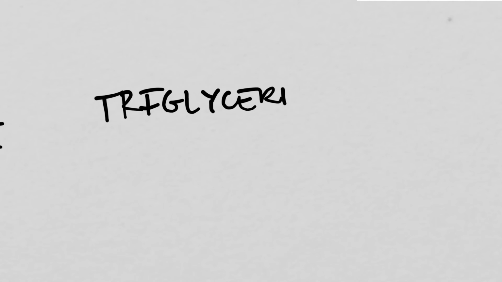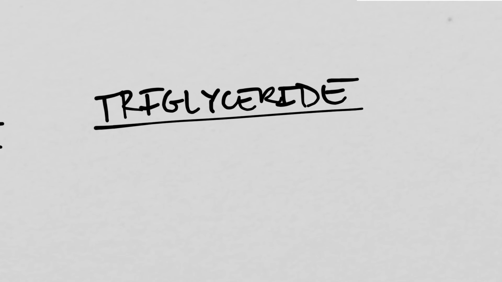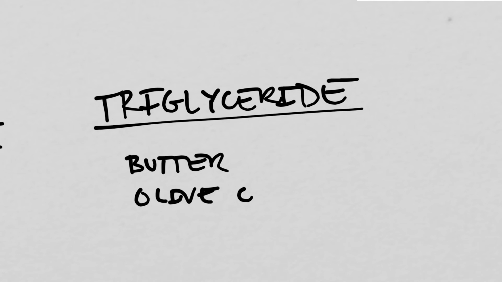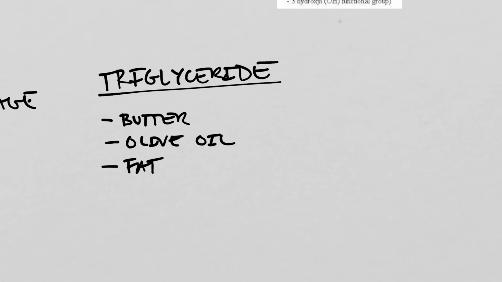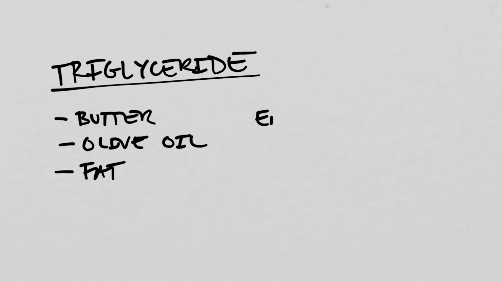The first fat molecule that we're going to be talking about is a triglyceride. Oops, it's not TRY, it's TRI. Triglyceride. You know these, and probably love them, because triglycerides compose things like butter, olive oil, and the fat that's in your steak. So, very tasty. The main function of triglycerides, as you might have guessed, is energy storage.